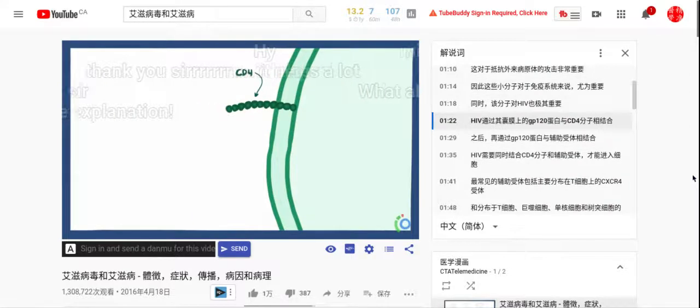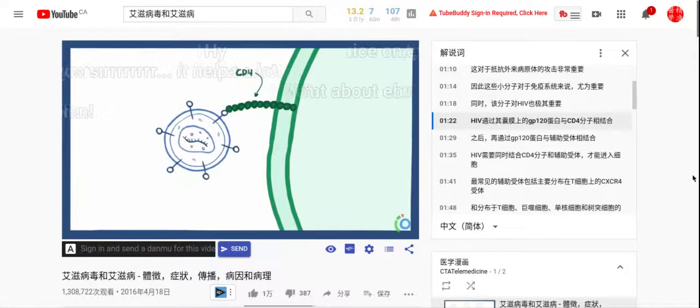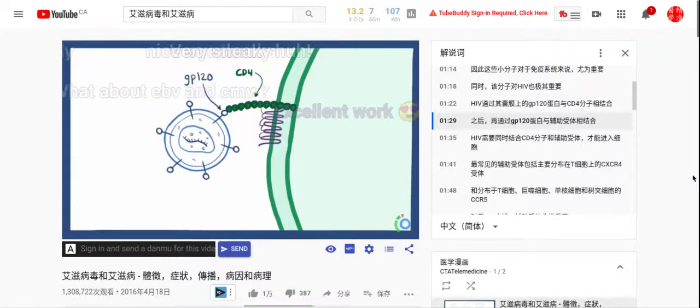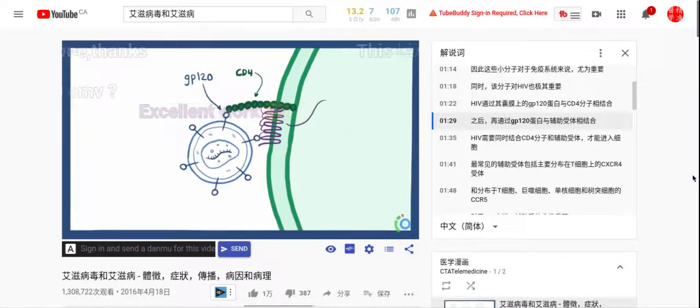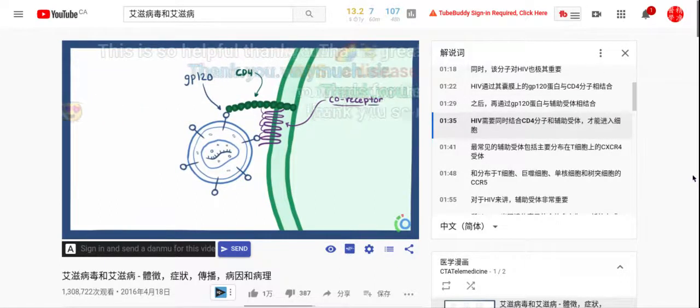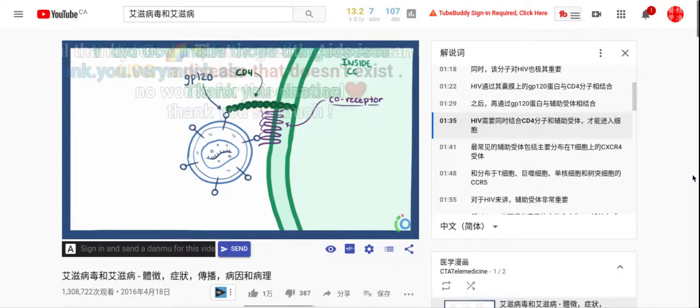HIV targets and attaches to the CD4 molecule via a protein called GP120, found on its envelope. HIV then again uses GP120 to attach to another receptor, called a co-receptor. HIV needs to bind to both the CD4 molecule and the co-receptor to get inside the cell.